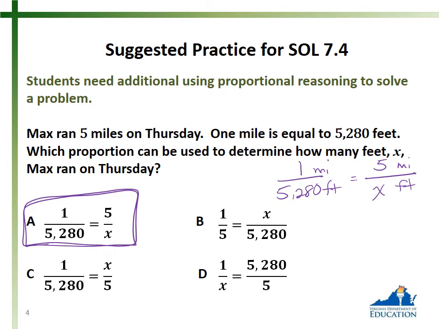And so the biggest thing is set up your proportion the way you would set it up, and then figure out if your options are there. If not, you might have to do feet over miles and then feet over miles to see if that would work also.